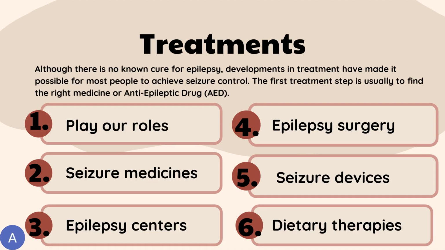Although there is no known cure for epilepsy, developments in treatment have made it possible for most people to achieve seizure control. The first treatment step is usually to find the right medicine or anti-epileptic drug, AED. If seizures continue to happen, other treatments like devices, dietary therapies, or surgery can help control seizures.